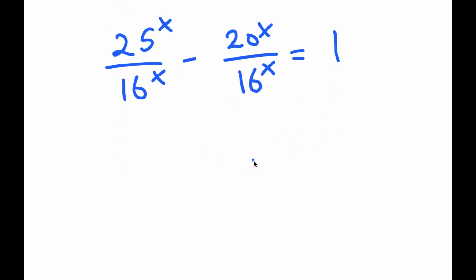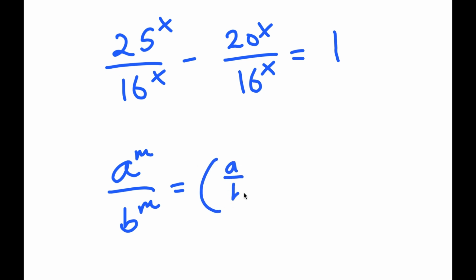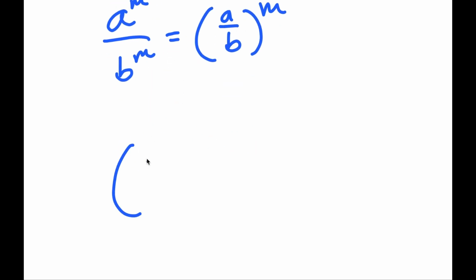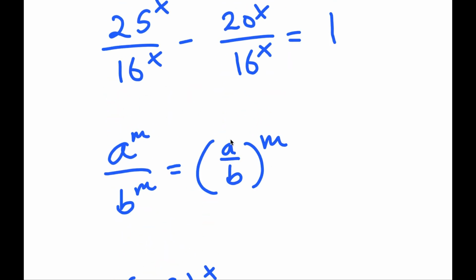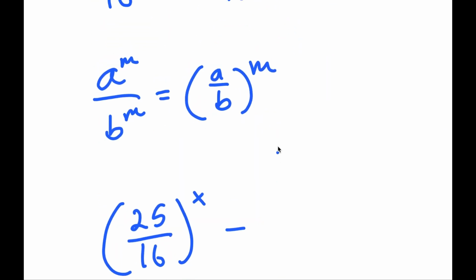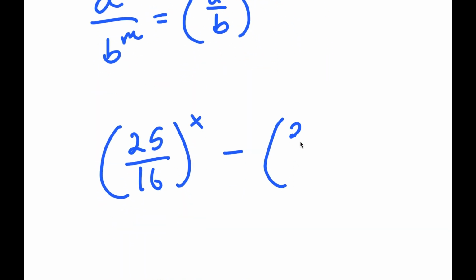From here, if I have something in the form a to the power of m over b to the power of m, this is equal to a over b to the power of m. So 25 to the power of x over 16 to the power of x turns into 25 over 16 to the power of x. And 20 to the power of x over 16 to the power of x turns into 20 over 16 to the power of x.